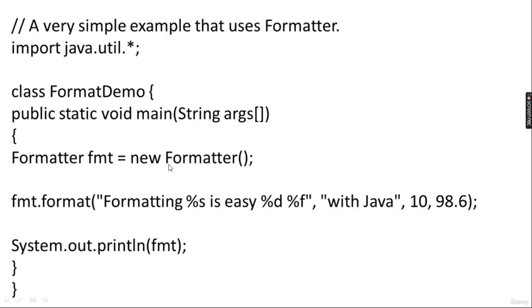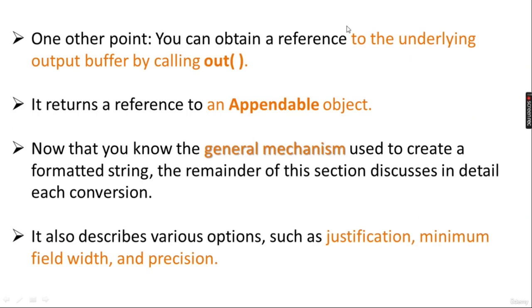You can obtain a reference to the underlying output buffer by calling the out method. It returns a reference to an Appendable object. Now that you know the general mechanism used to create a formatted string, the remainder of this section discusses each conversion in detail. So the basics are done, and now we will see it in detail. We will also describe various options such as justification, minimum field width, and precision.